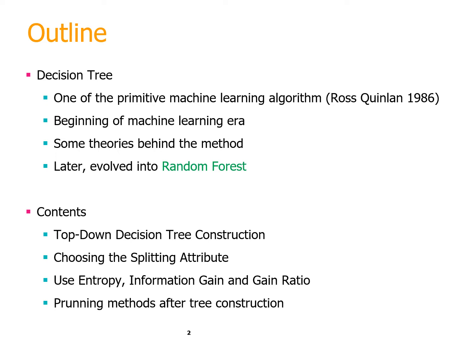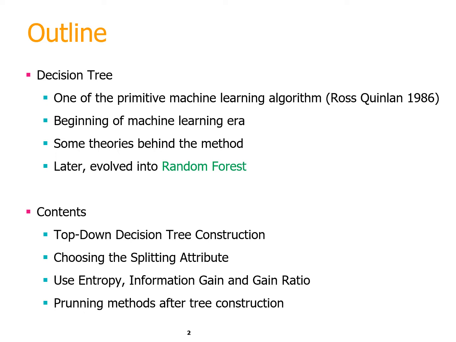And the contents of this lecture will be the following. We study how to construct the decision tree in a top-down manner. So decision tree is a tree, so it begins with a root node and it grows downward. When you create a decision tree, we're gonna choose a certain attribute, and that attribute becomes a node of the decision tree.